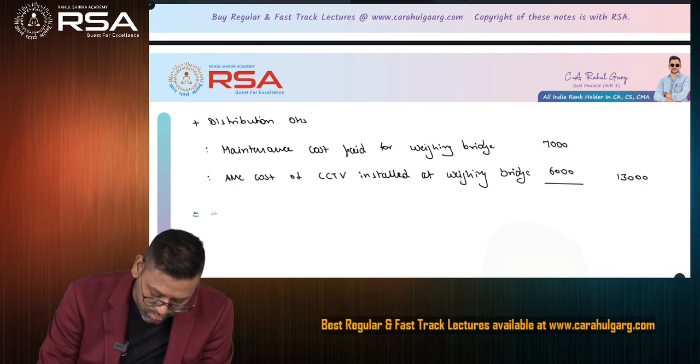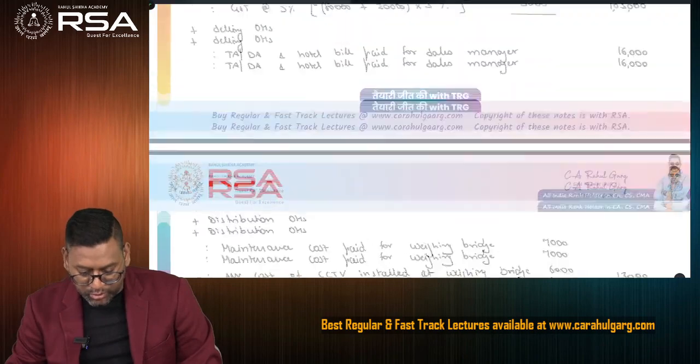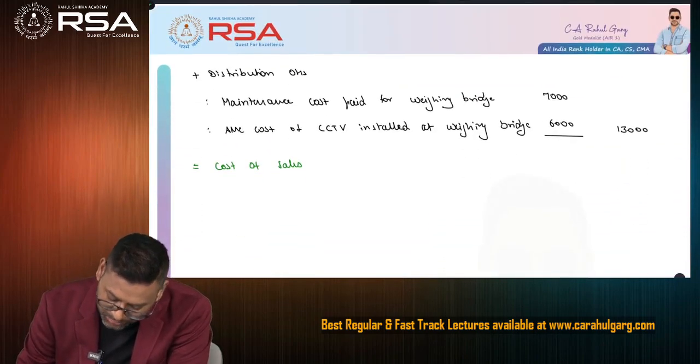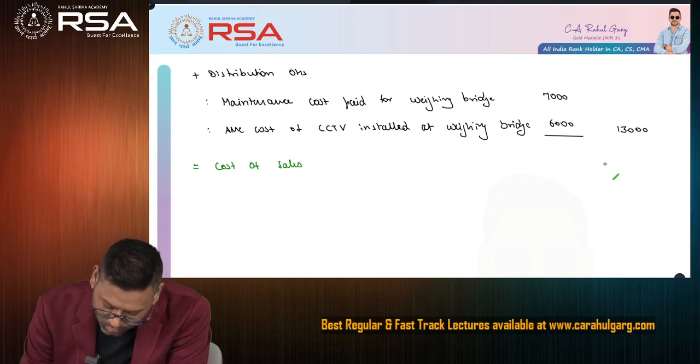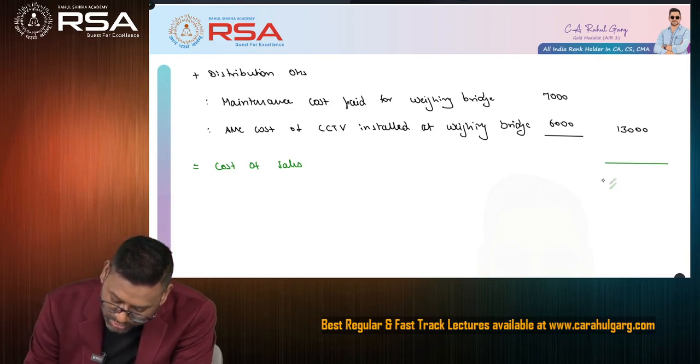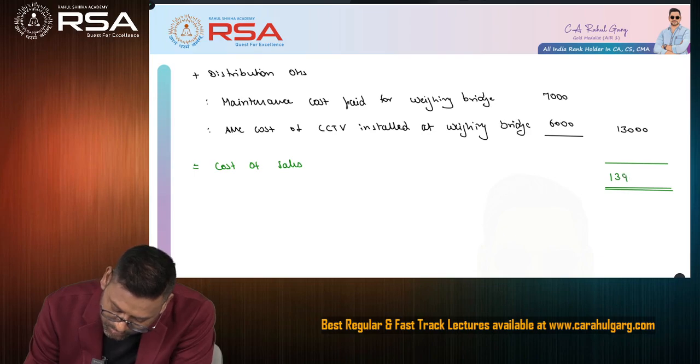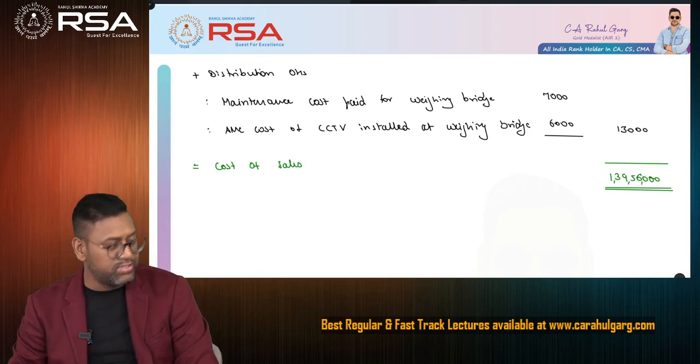And after adding all of these, you get the cost of sales. So what we have to do is add up the cost of goods sold with administration overhead, selling, and the distribution overhead. So we had 1 crore 38 lakh 22,000, and when you add all of these, you get 1 crore 39 lakh 56,000. So this is the cost of sale.